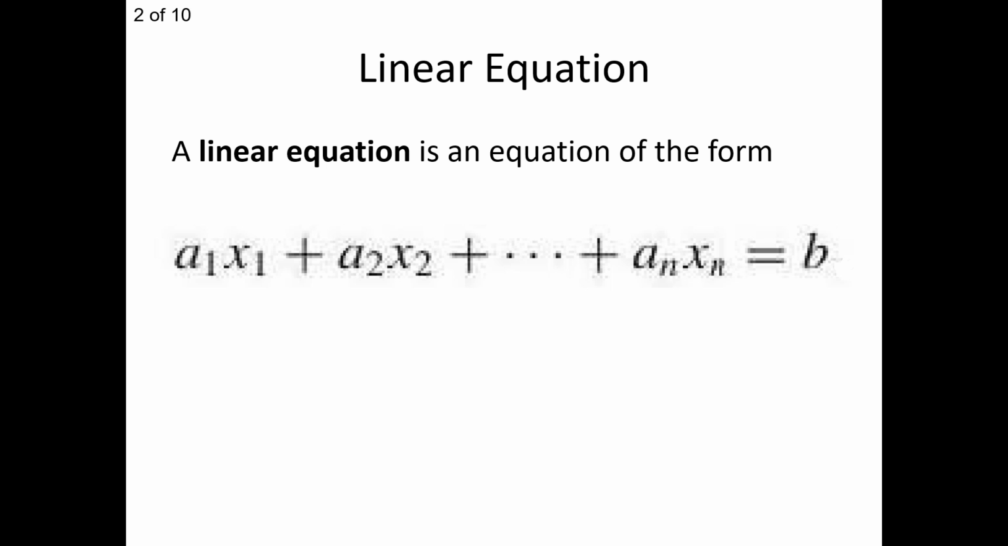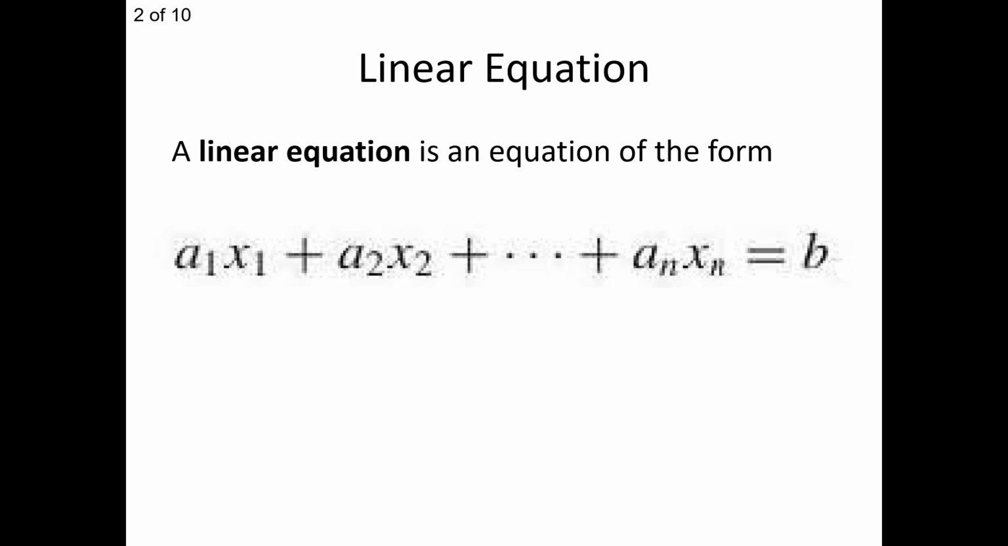You guys have experienced linear equations. As you can see, this is a linear equation that has n variables: x sub 1, x sub 2, all the way up to x sub n. And a sub 1, a sub 2, all the way up to a sub n are the coefficients of each of those. Notice there are no exponents, no powers higher than 1. It's only 1. And then we have this equal to b, and b could be any constant or expression.